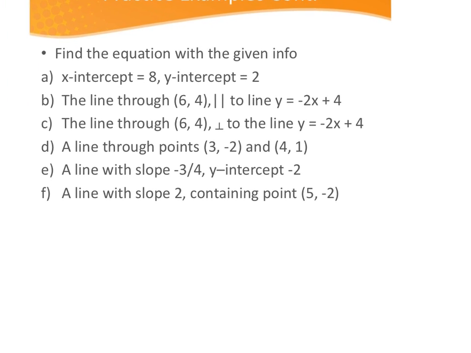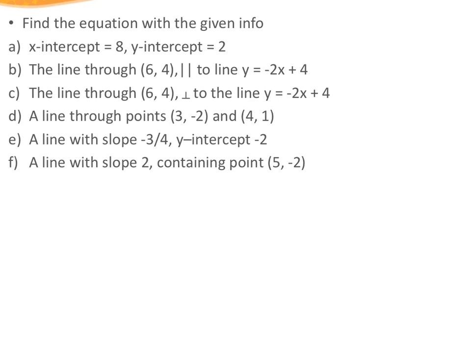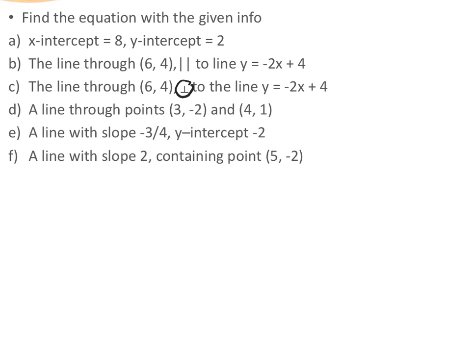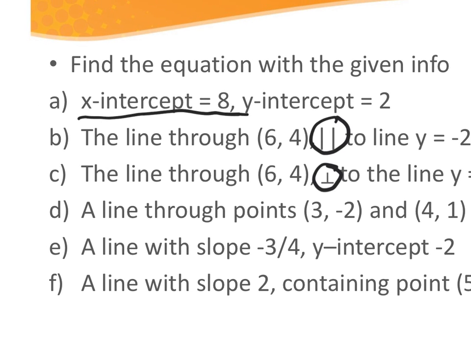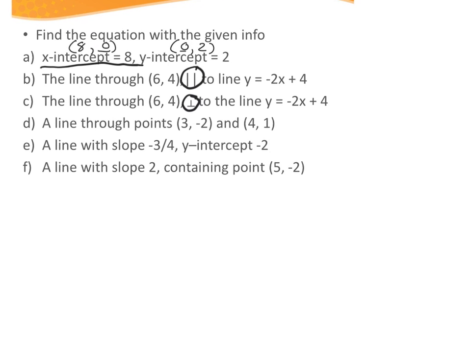Okay. Find the equation with the given info. Let's leave this up here. I'm going to let you guys work on this while I pass this out. So remember that this means perpendicular. This means parallel. And when we have an x-intercept, it means that the y-coordinate is 0. And when we have a y-intercept, it means that the x-coordinate is 0. Which is enough to help you find slope, which is enough to get the equation there.